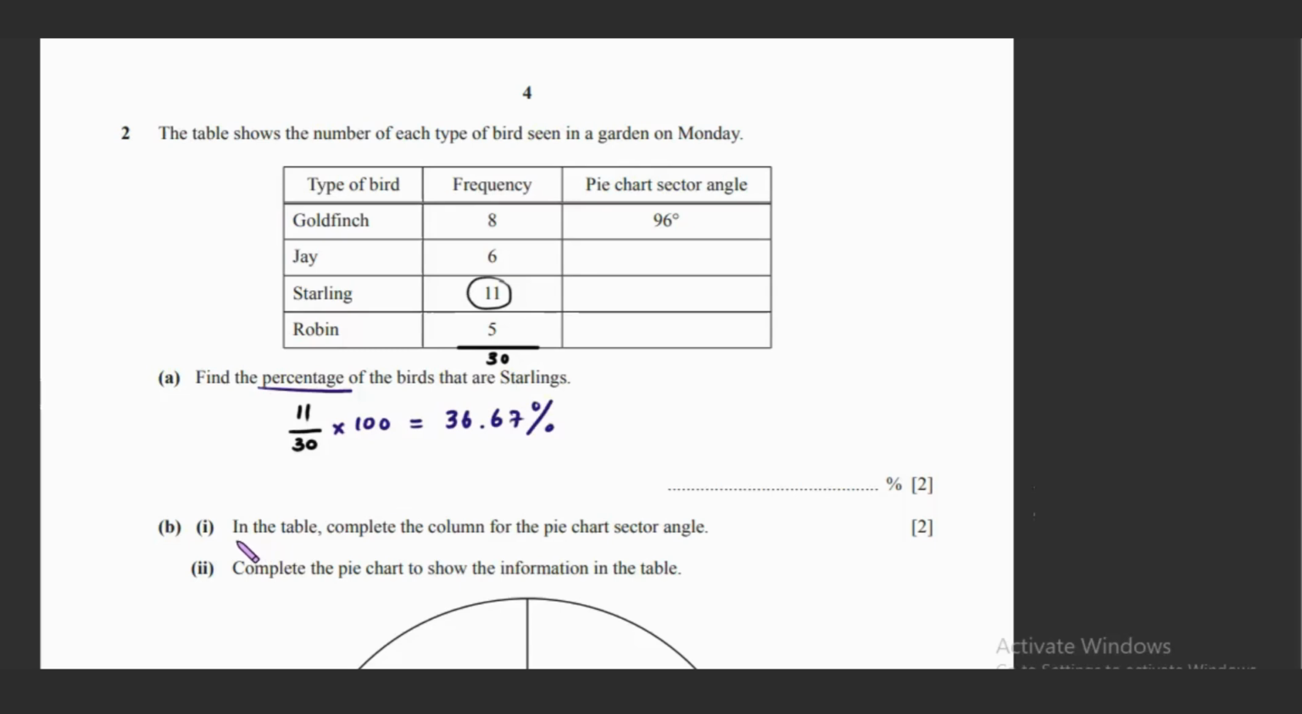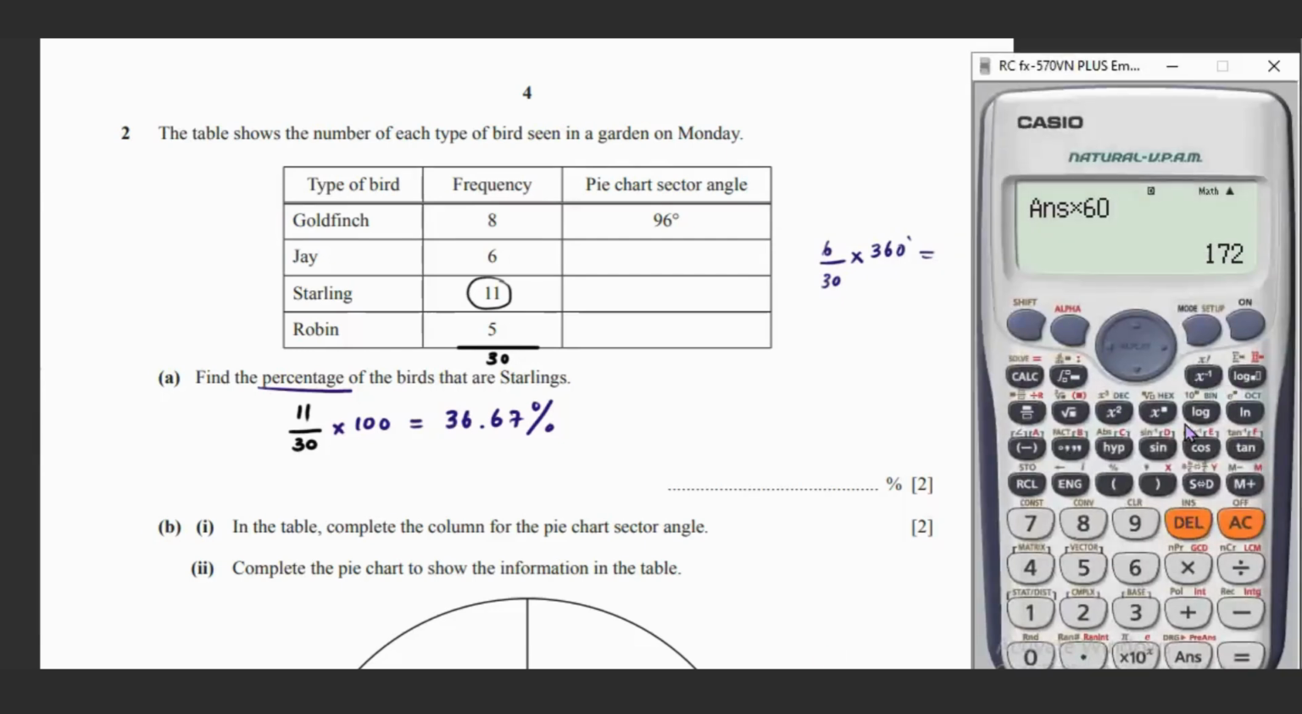The second part of the question is to complete the column for the pie chart sector angle. So we need to calculate each of these angles. To calculate the first angle, it's going to be 6 out of the total, which is 30. And like I mentioned, if we are to calculate the sector angle, we need to times it by 360. So I'm going to write the fraction, 6 out of 30, times 360. This is equal to 72.